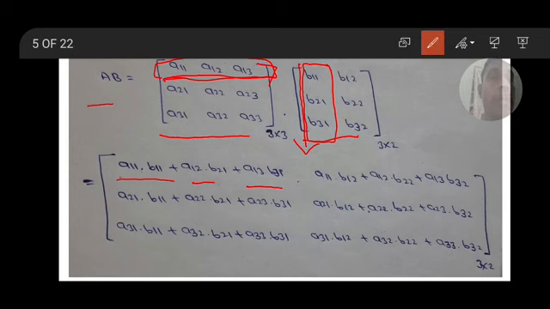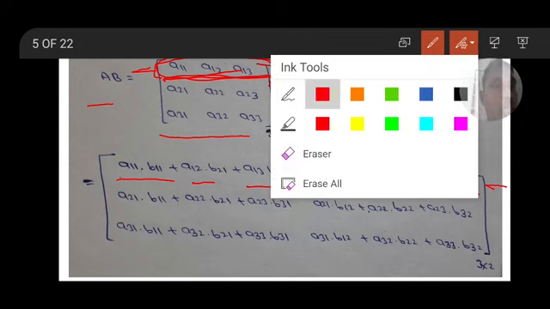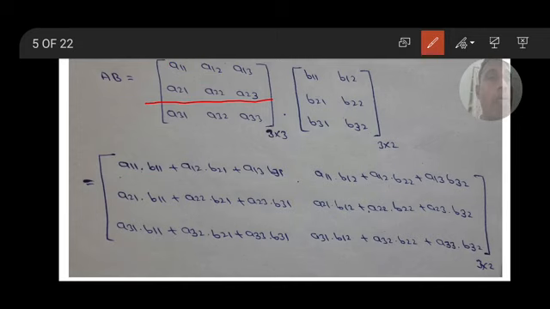Next, same first row, and the second column, that is B12, B22, B32, the product and sum: A11 into B12 plus A12 into B22 plus A13 into B32. First row is over, and if there is another column, another element would come here. Since there are no more columns, it is complete. Next, the second row is multiplied with all the columns.